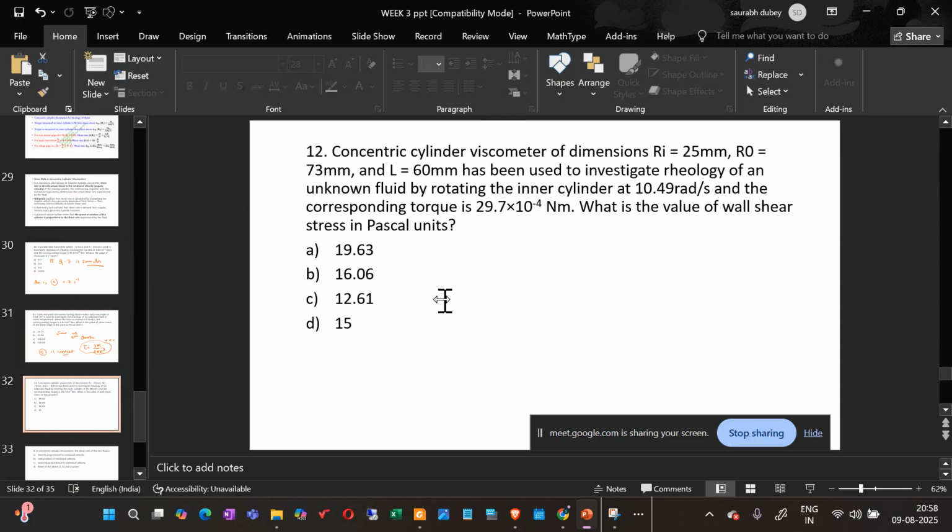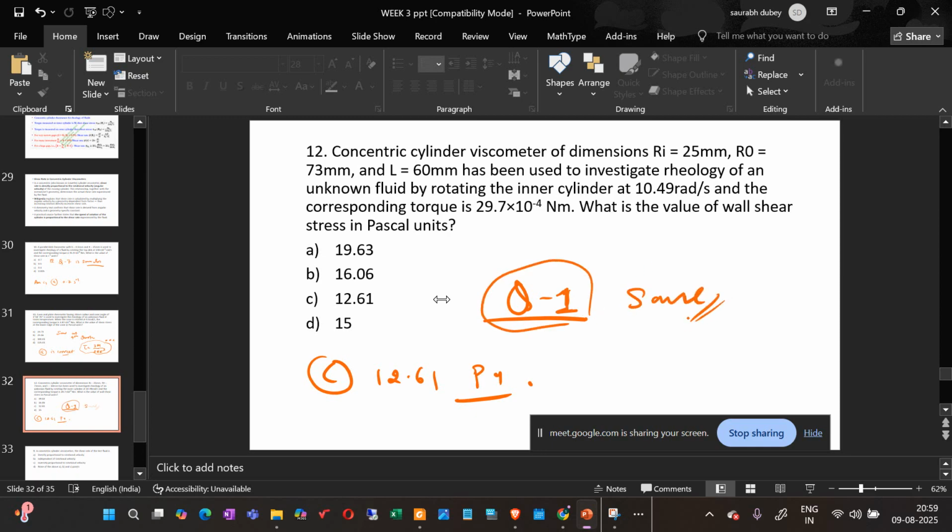The last question is the 12th, and again this 12th question is also similar to what we have already solved today. So the answer to this will be the C option. C is 12.61 pascals, and this is similar to the concentric cylinder viscometer. This is similar to the first question, question number 1, right? So this is the same.